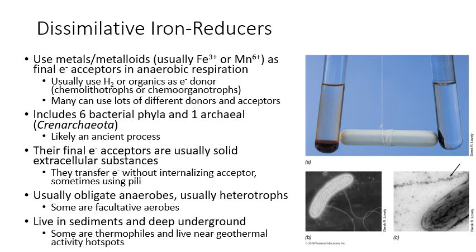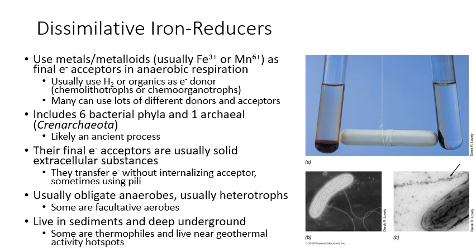Usually they could also use manganese, so they would either be using Fe3+ or manganese 6+ as an electron acceptor and reducing it. They could also use other metals or other metalloids sometimes, but it's less common. And a lot of the time, they're going to be using either molecular hydrogen or some type of organic compound as their electron donor, which would be similar to the sulfur and sulfate reducers.